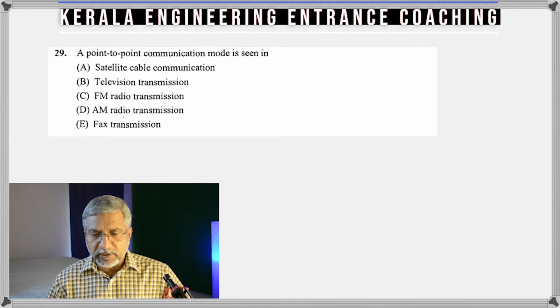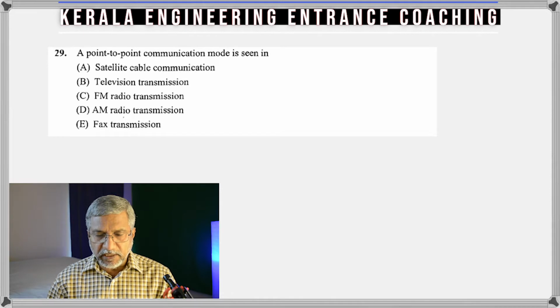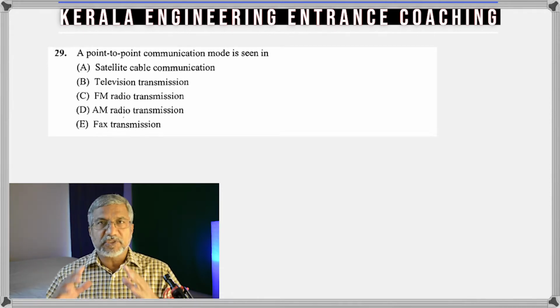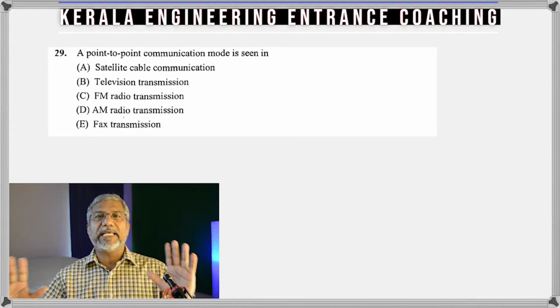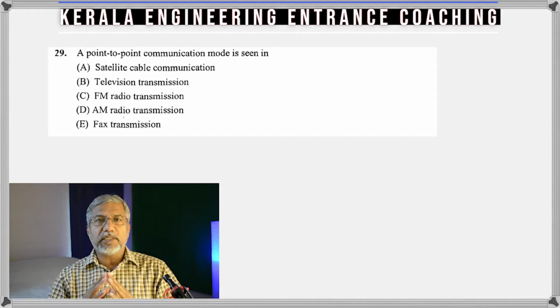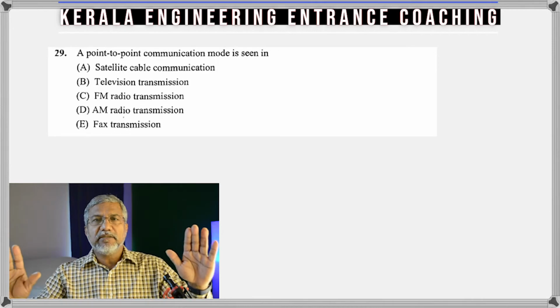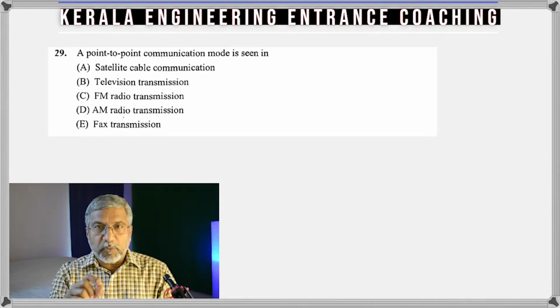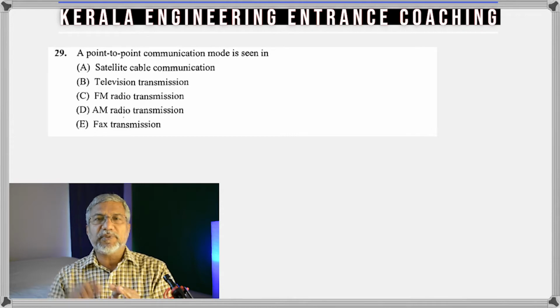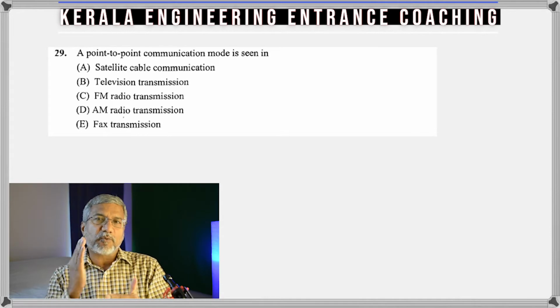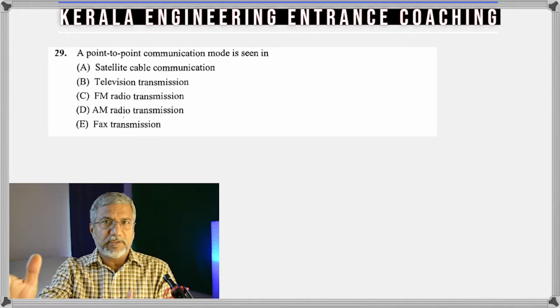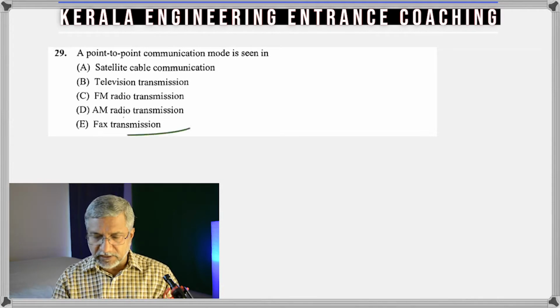A point-to-point communication mode is seen in which one of these? Satellite cable communication. Of course, satellite cable communication is not point-to-point. Television, FM, AM, all of these are broadcast networks where from one you broadcast to many. Point to point means from one to another one. And so the answer would be fax transmission, because fax goes from one person to another person, not from one to many. So that's the answer to that question.